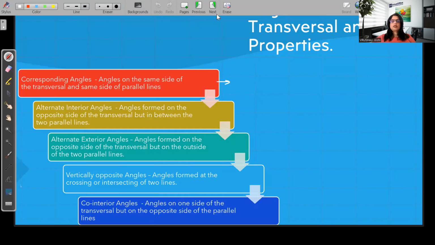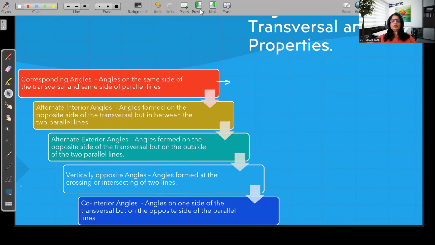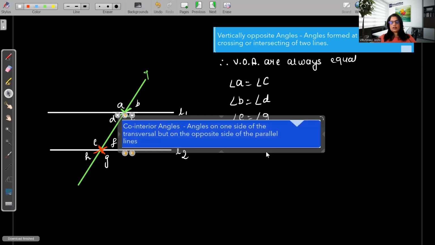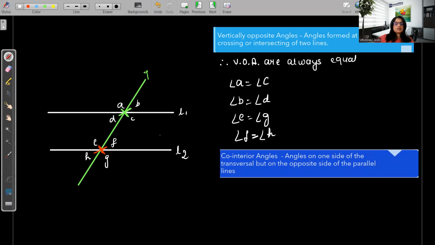Co-interior angles. Co-interior angle is an absolutely different concept compared to what we saw right now. Let's see. We will see co-interior angles here. Co-interior angles: angles on one side of the transversal, but on the opposite side of the parallel line. Within, interior, co-exterior also. Co-interior concept is the same.